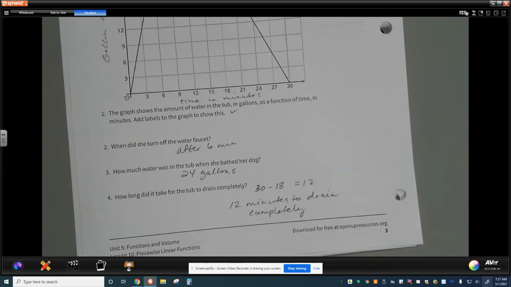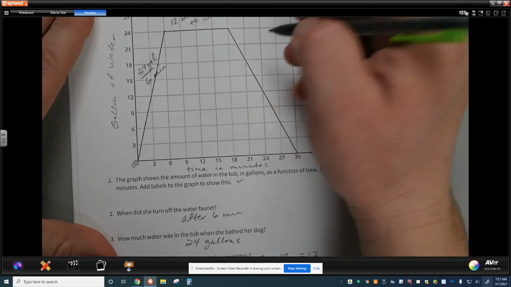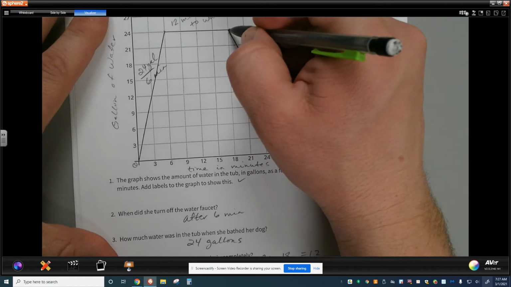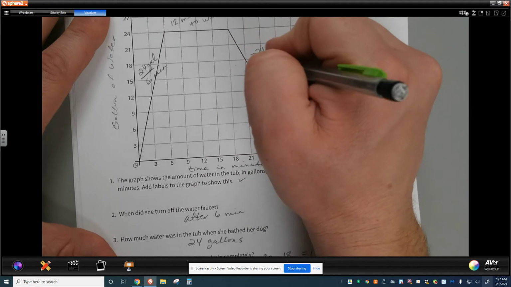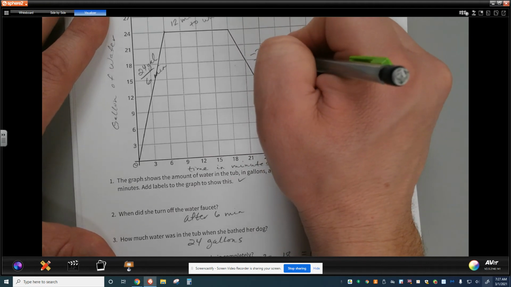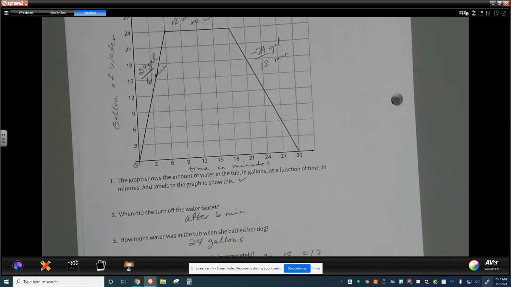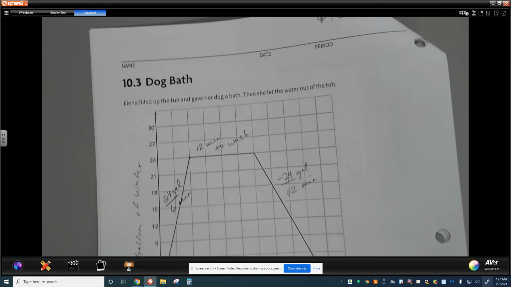Now, if we're talking about that piece as well, I might as well, since I already found the constant rate of the filling up, let's go ahead and talk about the draining. So this is talking about a minus 24 gallons in 12 minutes. And what we would do the minus sign for is just simply to state that we are decreasing our amount of water. So there's 2 more questions. Let's look at what those look like here.